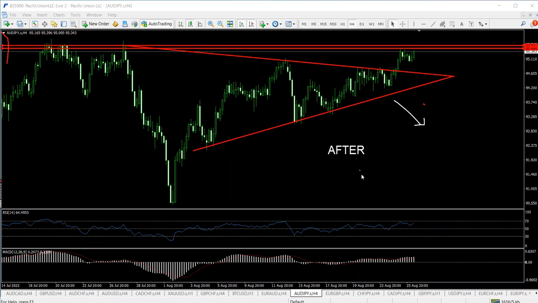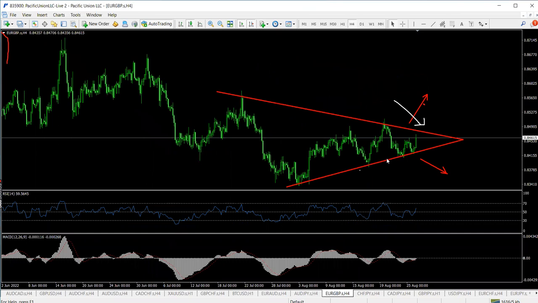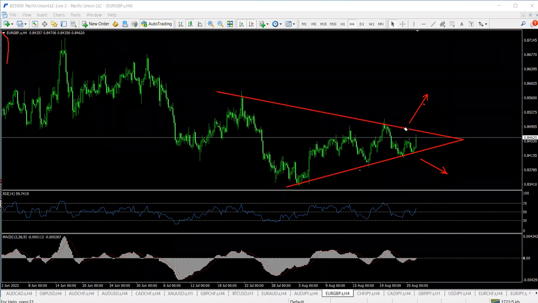Euro GBP, I posted this yesterday. Euro GBP is also forming a symmetrical triangle. And like I said, with symmetrical triangles, price could break out on either side. It could break out up or down. But this is looking like there might be a break upwards. But let's still watch out till it happens, because this is looking more like a double bottom, and price already broke the neckline. So we might see a possible bullish movement.